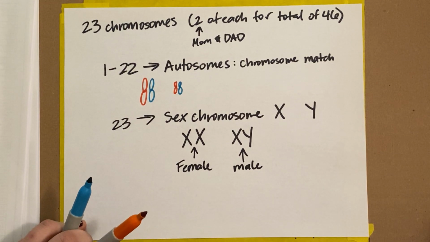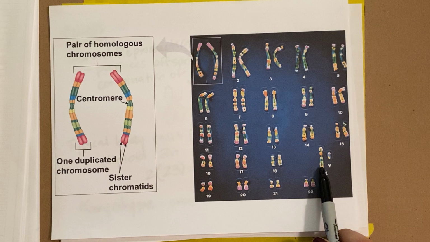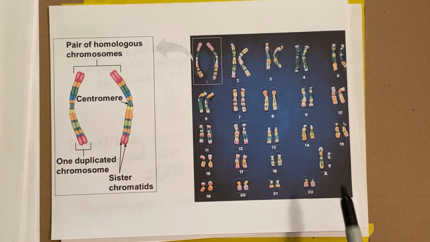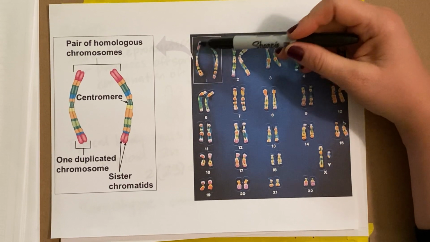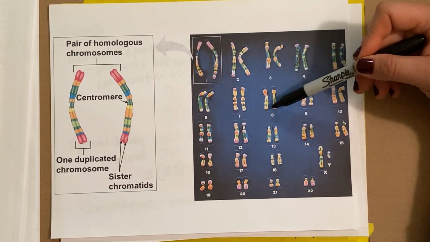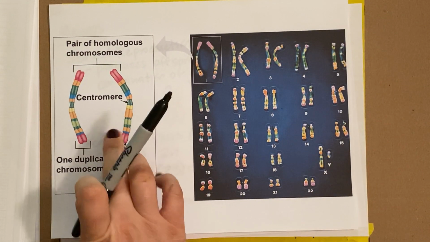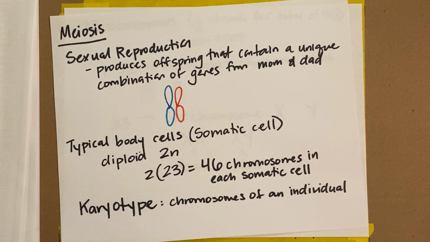Okay, so if we're looking at this karyotype, this individual has an X chromosome and a Y chromosome, so this would be a male individual. Again, I want to show that these are all the autosomes, so they all match. They're the same height, everything's identical, except for maybe the versions of the genes, but they're all going to have the same genes on there.